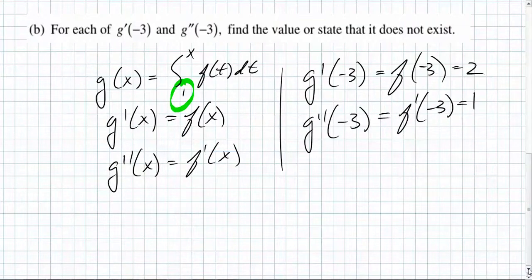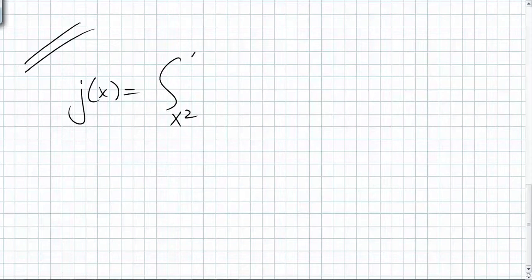Side note, this is not part of it, but let's say you asked this. Let's say I said j of x was equal to the integral from x squared to x cubed of f of t dt. What do you have to do? You have to break it up. And what constant can you choose? Anything you want. Theoretically, do you have to pick something between x squared and x cubed? No, it doesn't matter which one you pick.